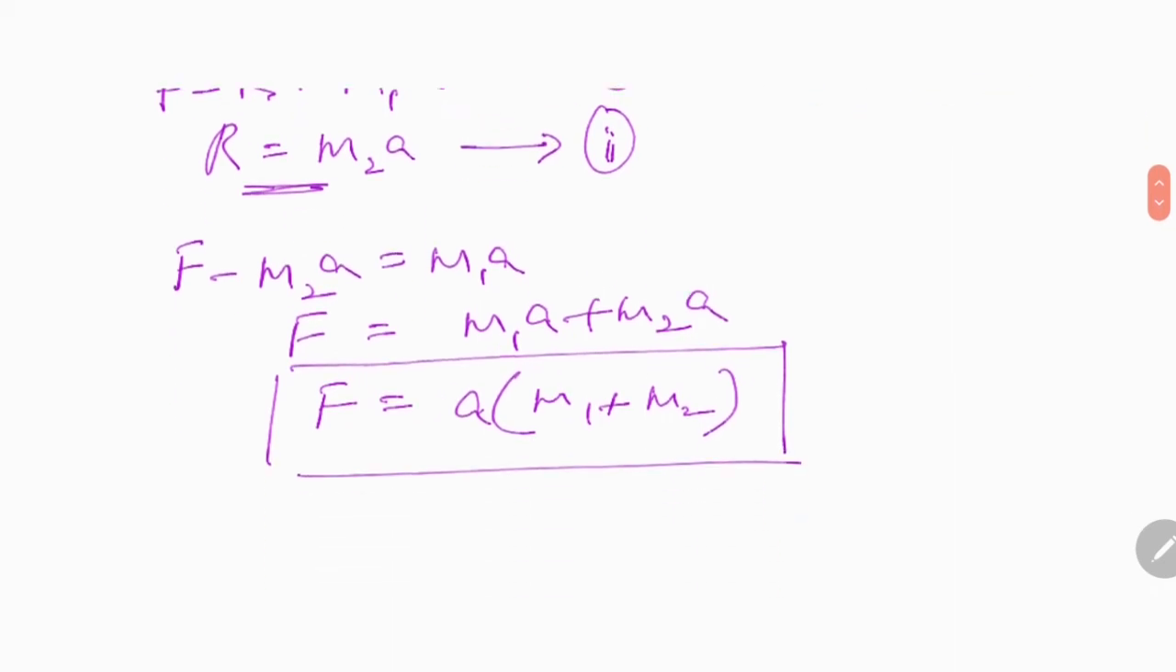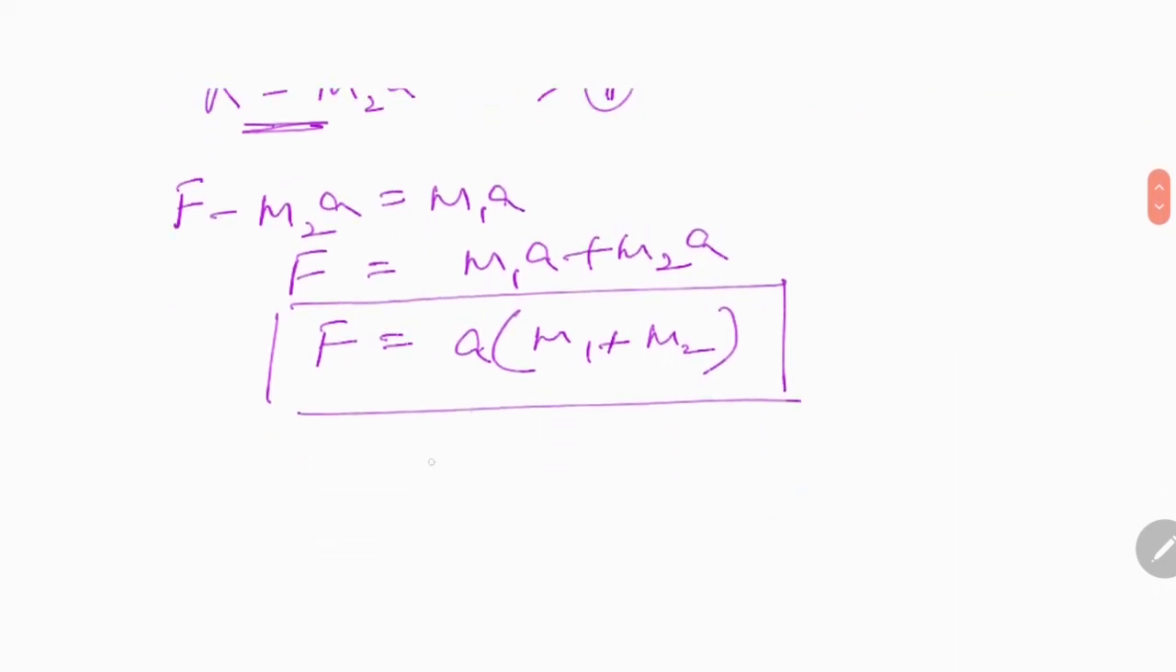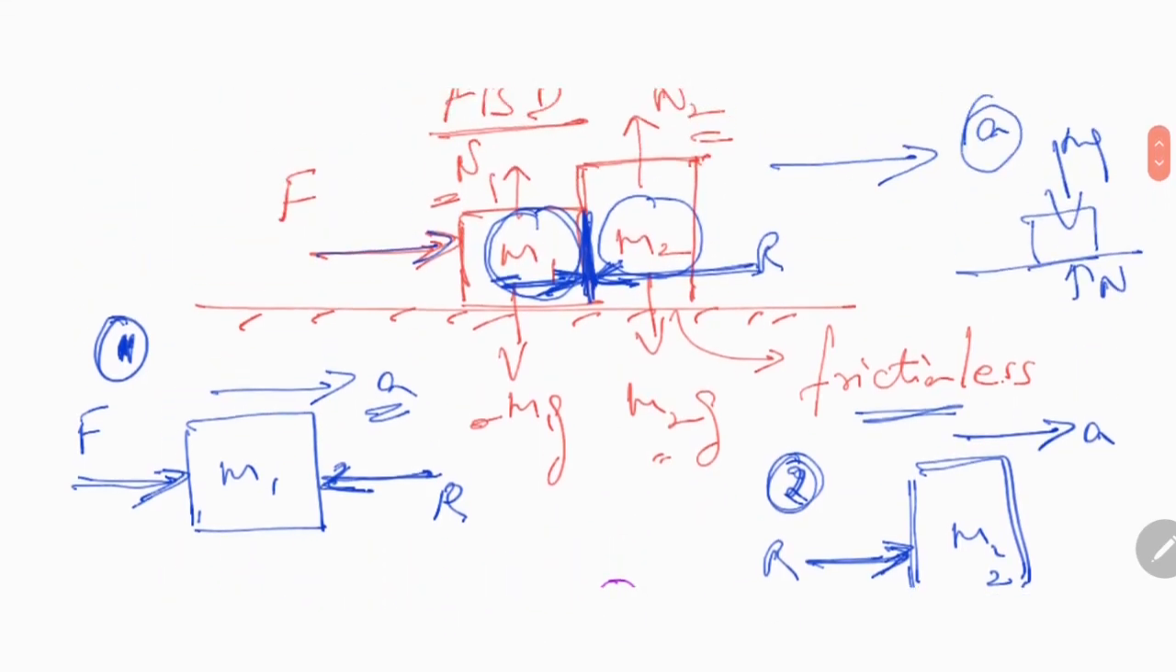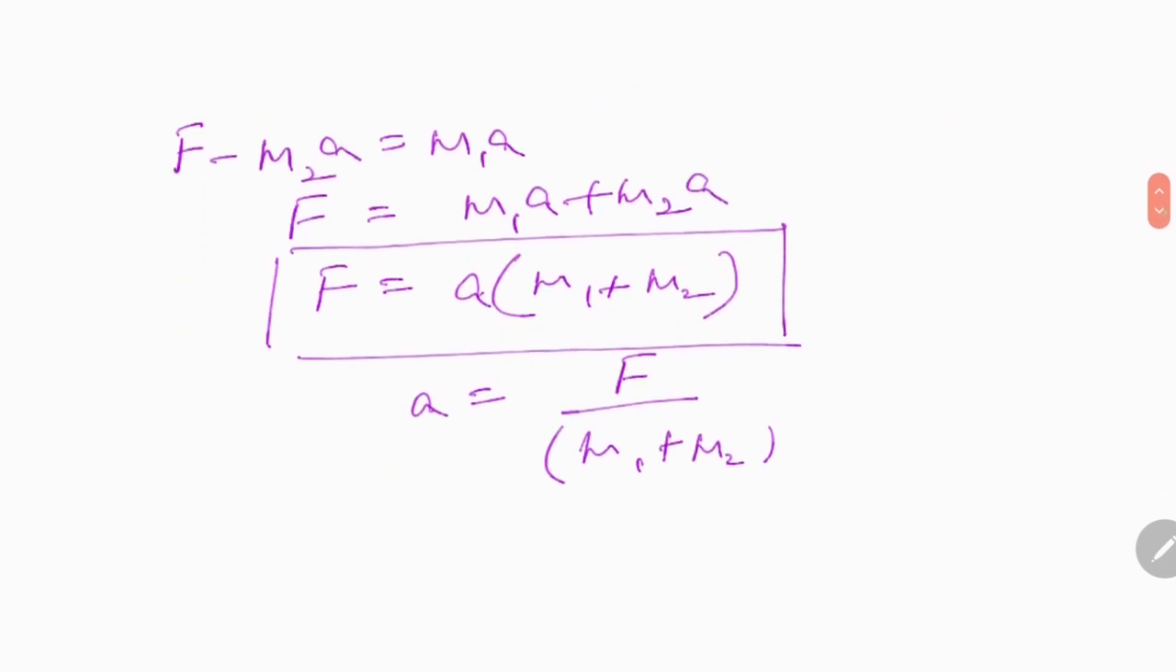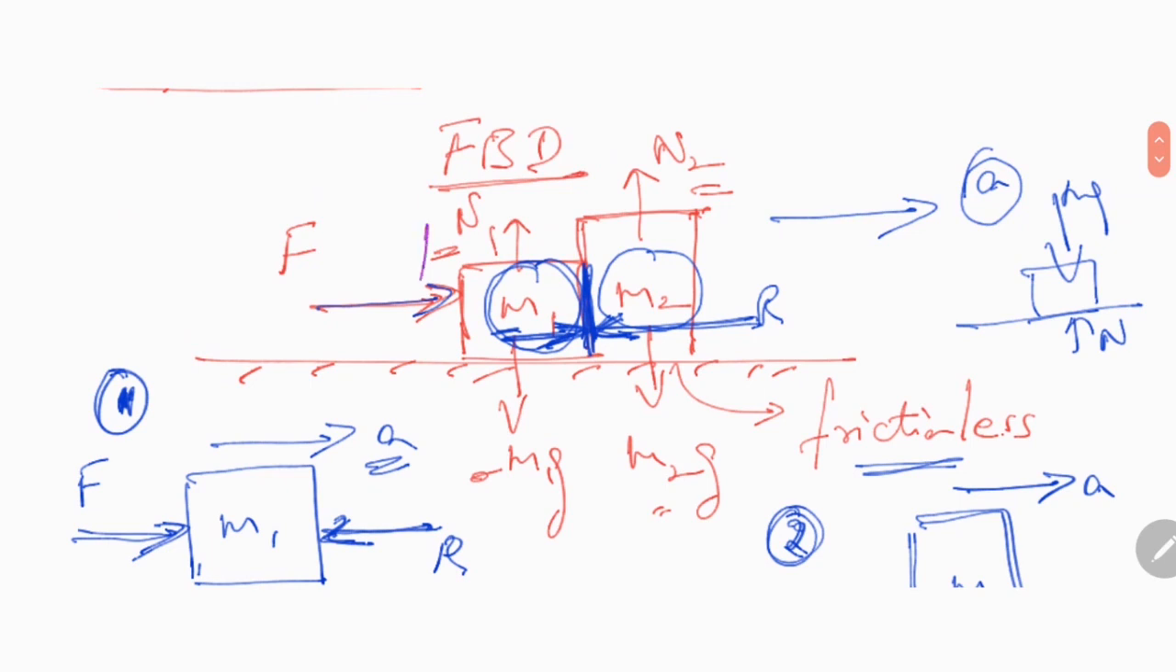So this is the net force equation, and therefore if you want to find out the acceleration, it will be nothing but F divided by M1 plus M2. So it's very clear, right? And this is consistent. So M1 plus M2 is nothing but the total mass of the system, right?